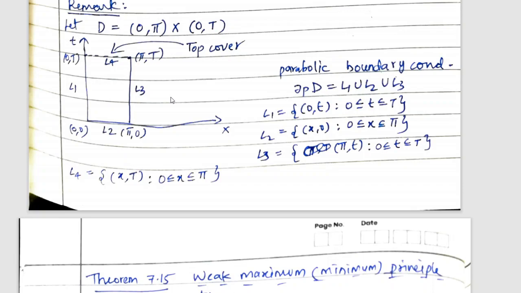Now this parabolic boundary does not contain the top cover. What is the top cover here? This line is the top line here. L4 is nothing but the set of all (x, T) such that x varies from 0 to pi. Here capital T is fixed. So x varies from 0 to pi. So that is the top cover.